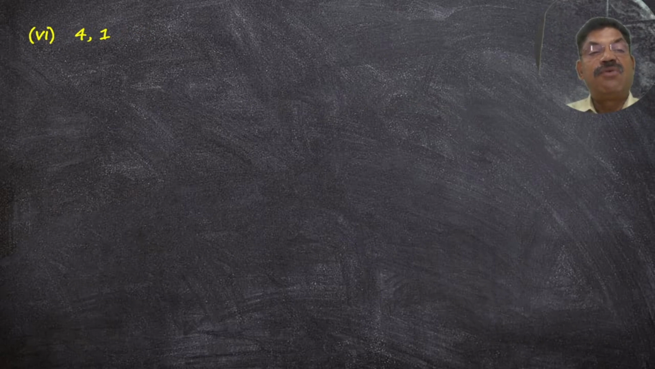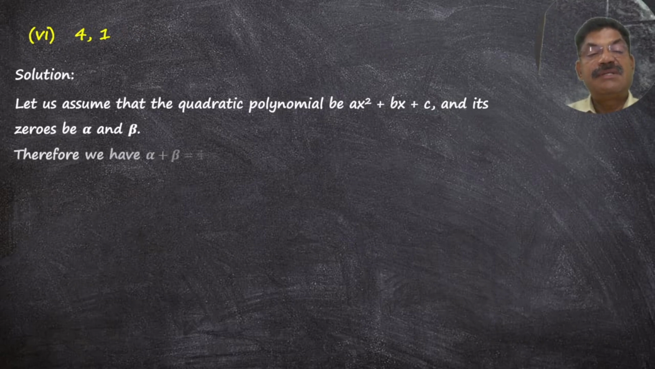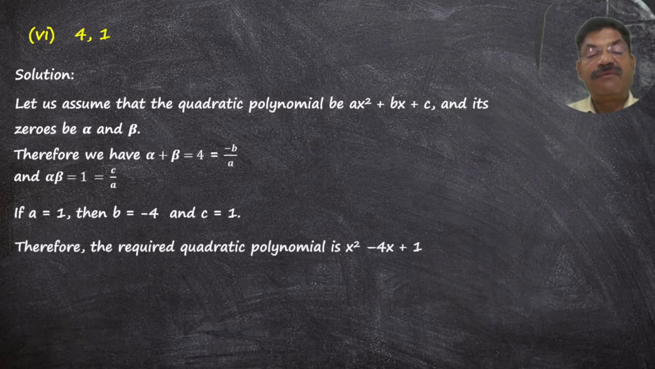Now the last problem, 4 comma 1. ax square plus bx plus c is the required polynomial. Alpha and beta be zeros. Then alpha plus beta equal to 4, which is equal to minus b by a. Alpha beta is equal to 1, which is equal to c by a. So I take a equal to 1, therefore b equal to minus 4 and c equal to 1. Therefore, the required quadratic polynomial is x square minus 4x plus 1.